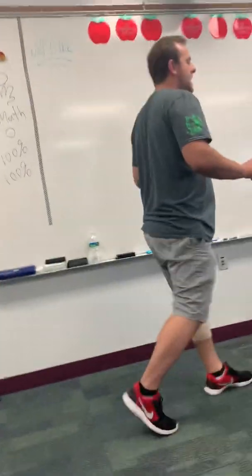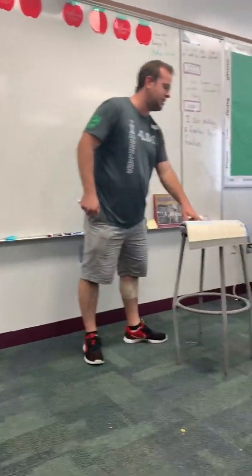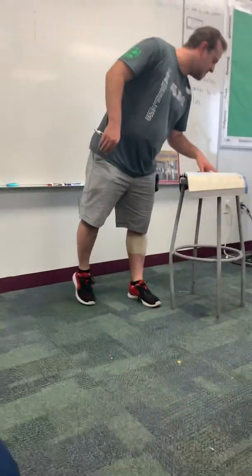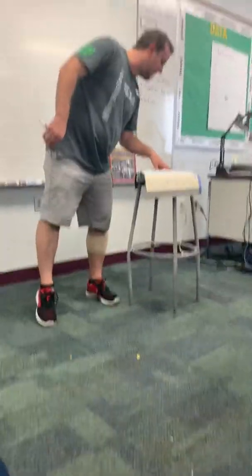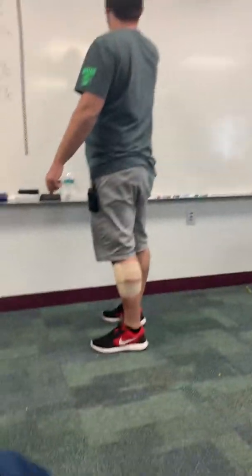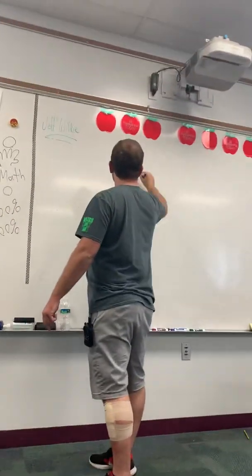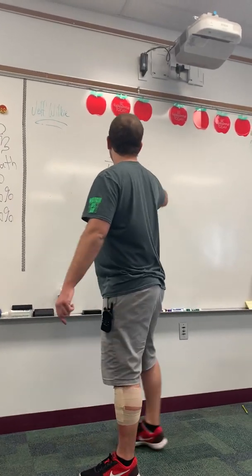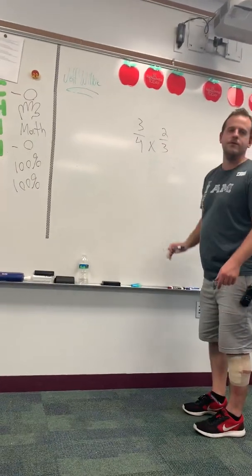So everybody should have their books and be open to page 122 in your instruction book. And what you're going to see is you're going to see your first example problem, which is, let's do it, 3/4 times 2/3. I'm going to write this on the board. 3/4 times 2/3.